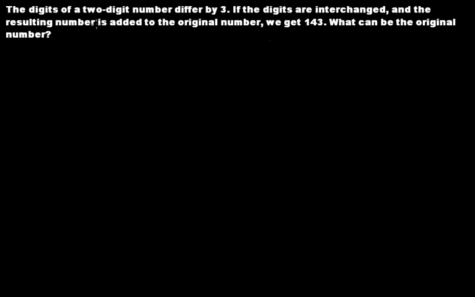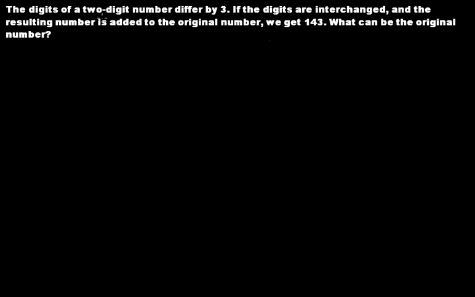The digits of a two-digit number differ by 3. If the digits are interchanged and the resulting number is added to the original number, we get 143. What can be the original number? Now, we have two pieces of information given to us.